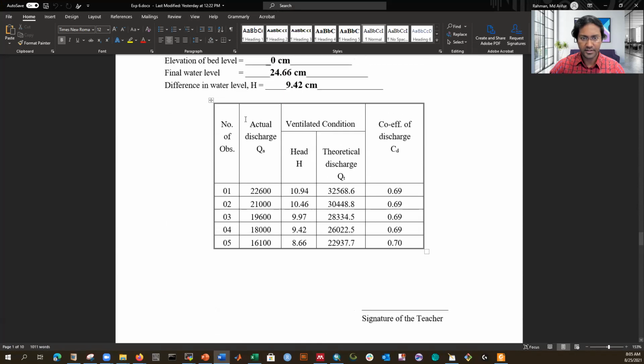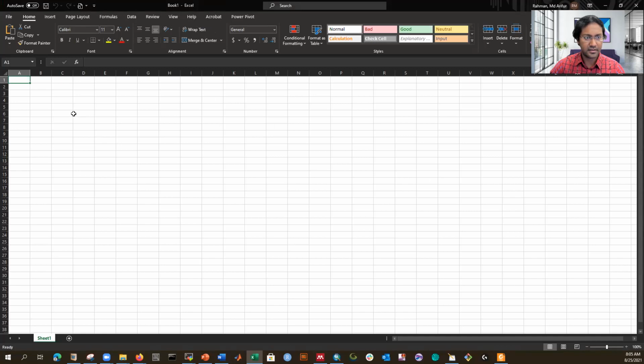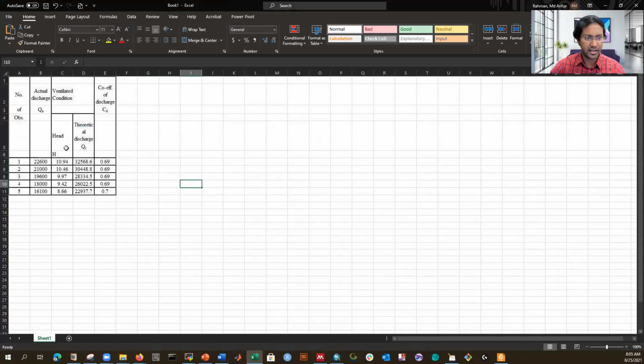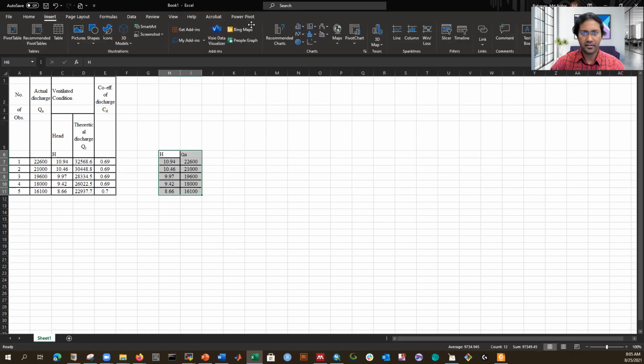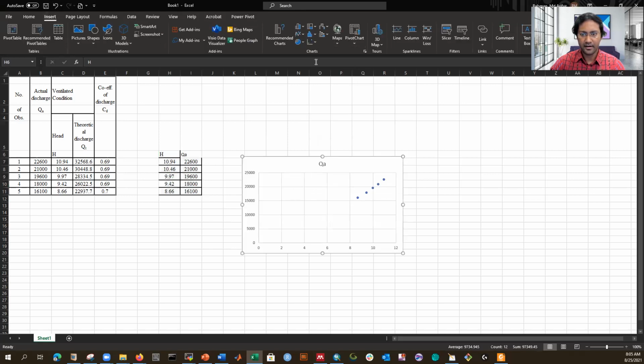Because I have the data sheet here, I'm just copying this data sheet and pasting it in the Excel. Here I have to have this head. Okay, I need to have this head. I'm copying it to there. I need to have the actual flow rate, and it should be QA. Okay, that is QA. It should be along the y-axis. So I'm just selecting that one and inserting, nothing else. I did it a long time ago, and I'm using this one.